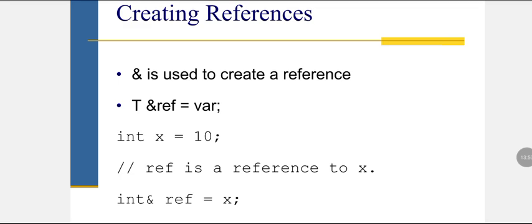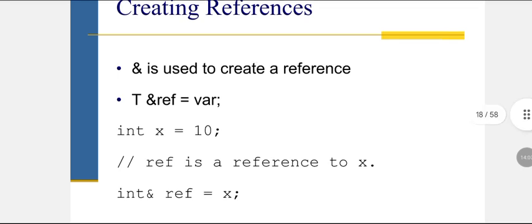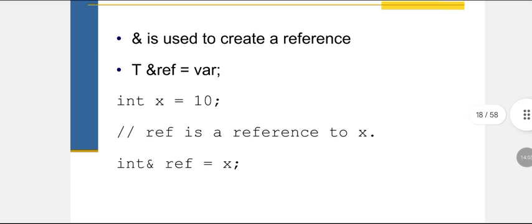Then we move on to the second line, that is the type and the reference equals to the variable. So we have an example here, that's the data type, that's the int, then the value in the variable, that's the x equals to the value.